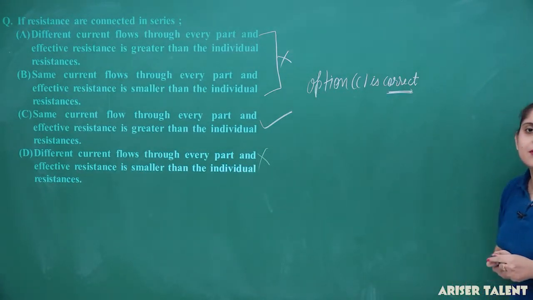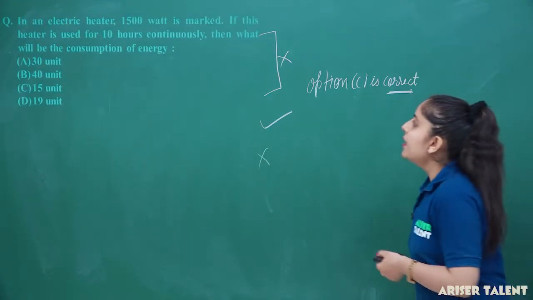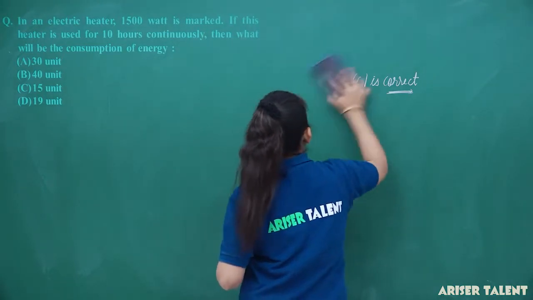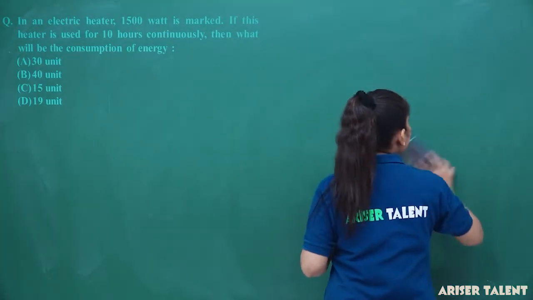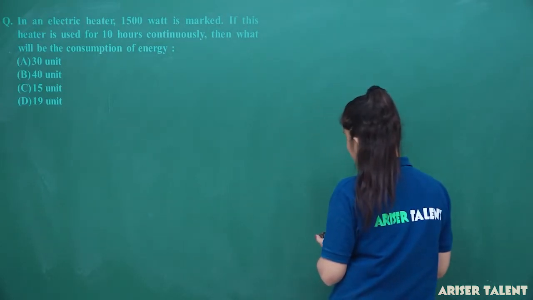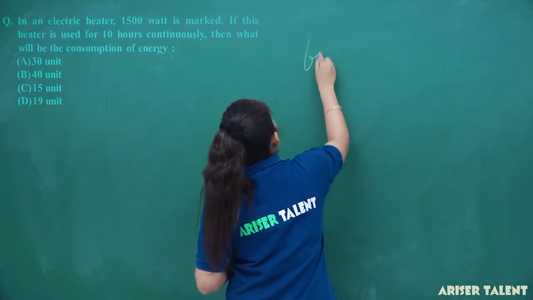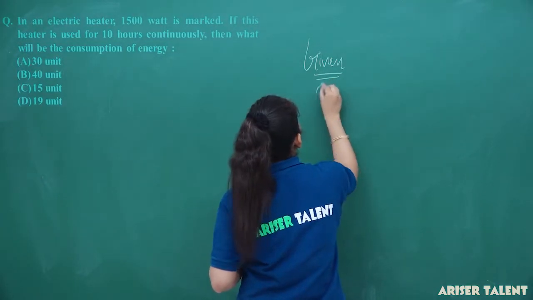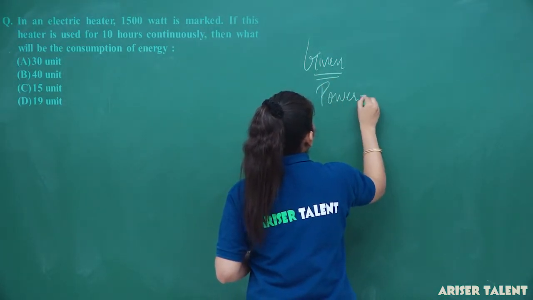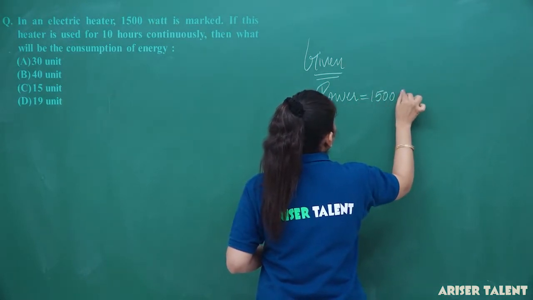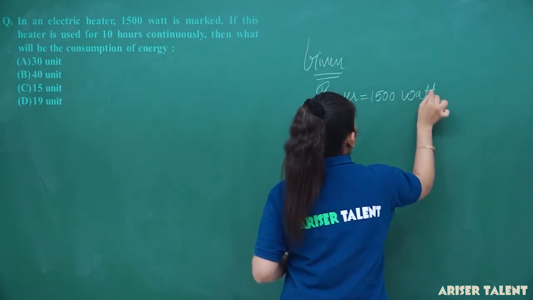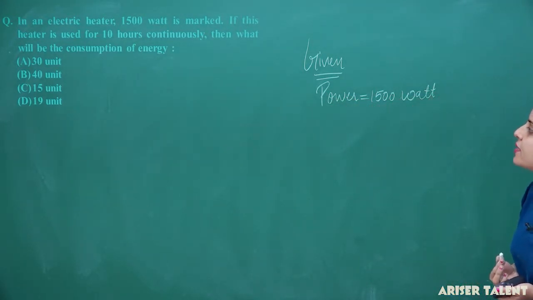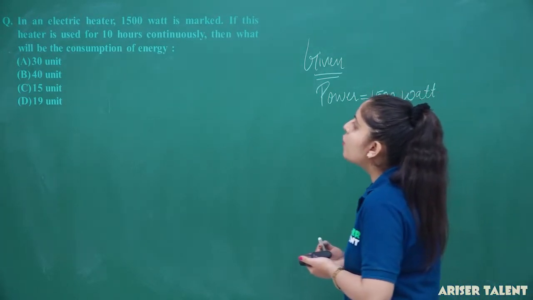Next question in this sequence: in an electrical heater, 1500 watt is marked. So let's write the given conditions here. In an electrical heater 1500 watt is marked. It means power here is 1500 watt. If this heater is used for 10 hours continuously, then what will be the consumption of energy?